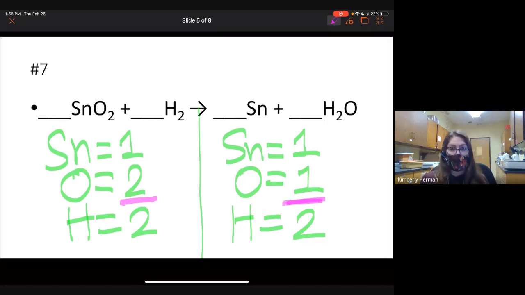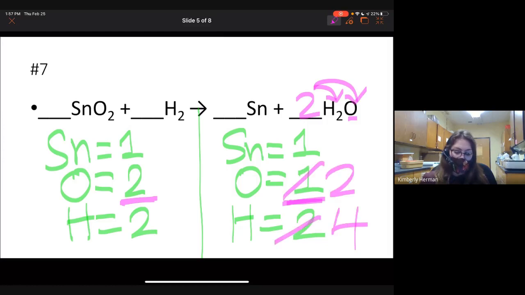So what can we multiply 1 by to give us 2? It is 2. So we find our O, we put our 2, and it not only changes our O to 2, but it changes our H to 4. So we go back to our reactant side of H. How can we make a 2 look like a 4? We're going to have to add a 2. So 2 times 2 is 4.